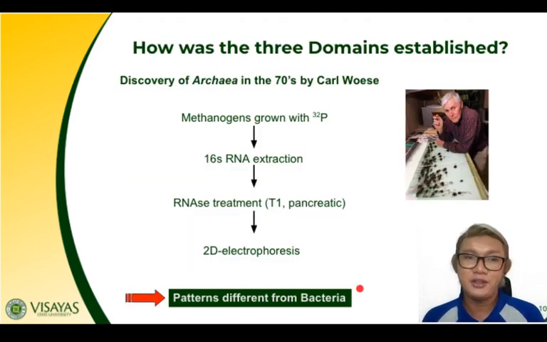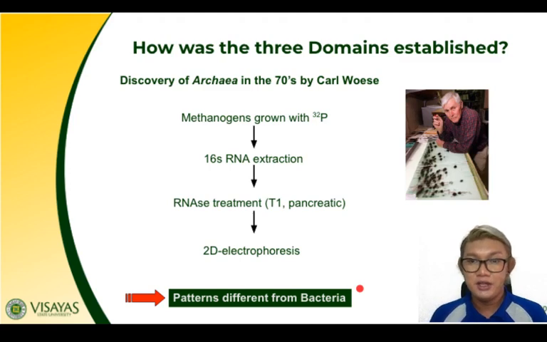Now, how were the three domains established? Before, there was really no domain system. The biologists classified organisms under the five-kingdom classification system. But due to the efforts of Mr. Carl Woese, he was able to discover the archaea because he studied methanogens and he used a specific marker called the 16S RNA.